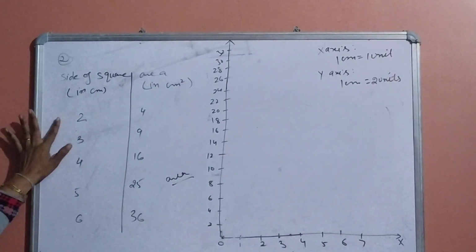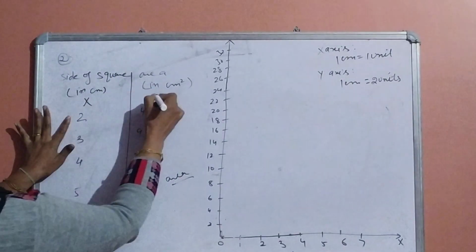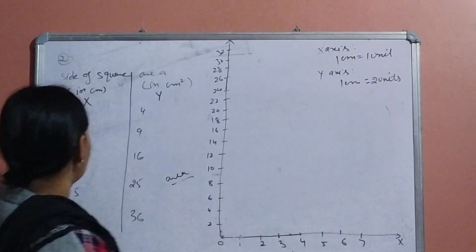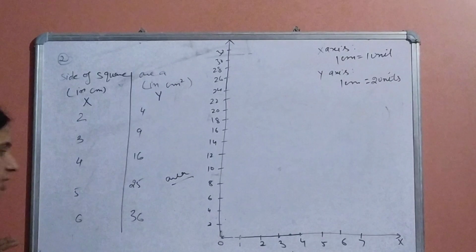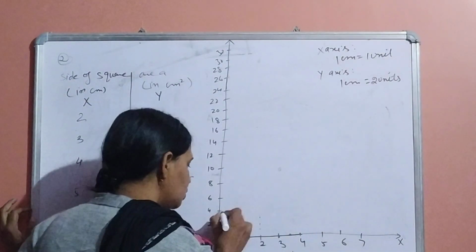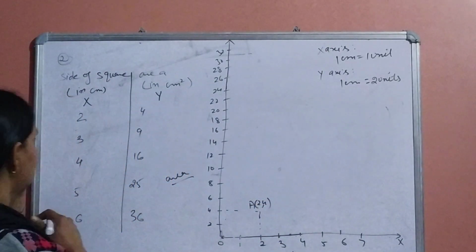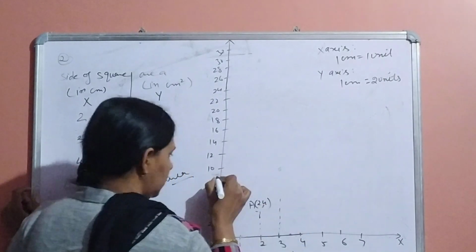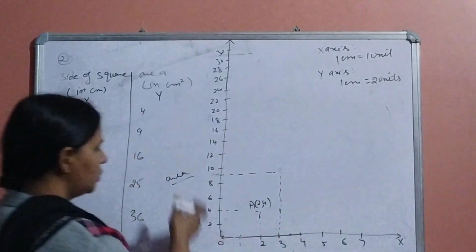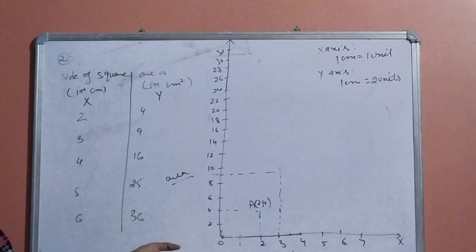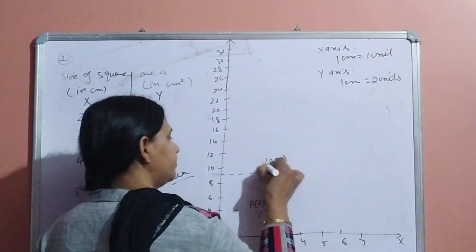Now, this side we are taking on the x-axis and area we are taking on the y-axis. So when x is 2, area is 4. It means it will touch the x-axis at 2 and y at 4. So this is point A, (2, 4). Next is (3, 9). 9 will be the midpoint of 10 and 8. Here I have chosen a scale of 2, 2. You can take it 1, 3 or 4, whatever you want. This will be (3, 9).